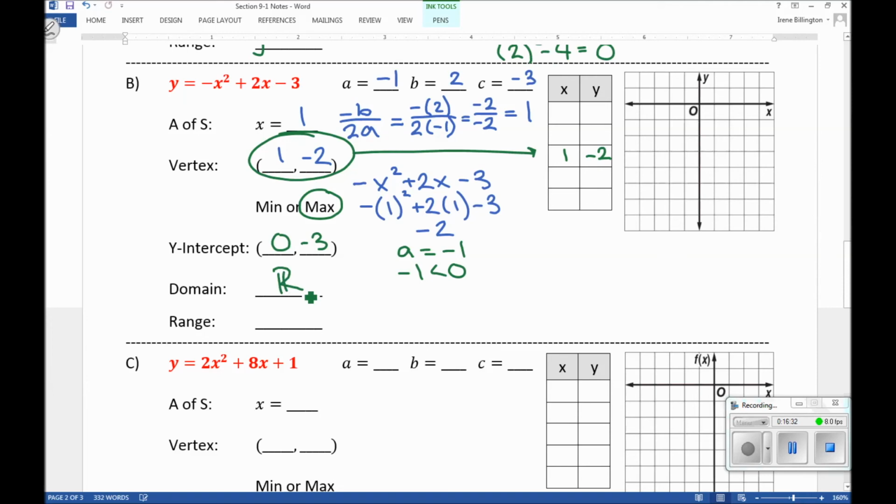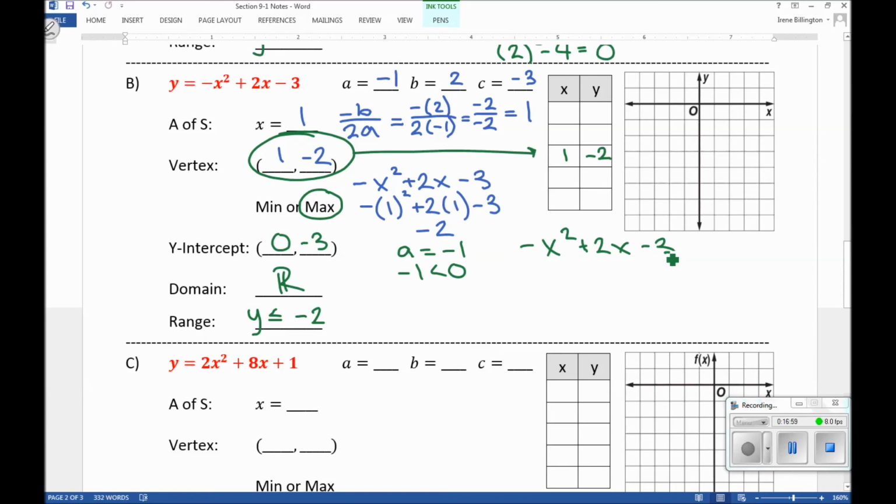Our domain is all real numbers, and our range comes from the y value of the vertex, which was -2. We know that -2 is our maximum point. That's the highest that my parabola is going to go, which means my y's have to be less than or equal to -2. Okay, so let's go ahead and take our function, -x squared plus 2x minus 3, and we're going to fill out our table here.